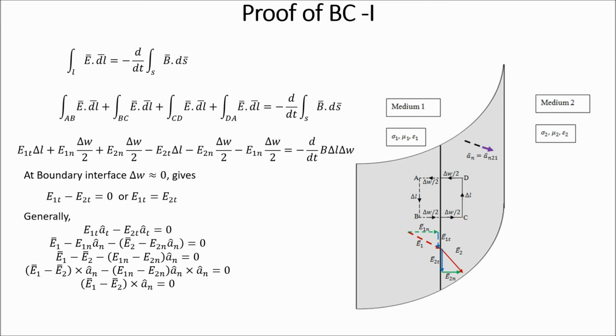So that is the general form of Maxwell's equation for the electric field at the boundary of two dielectric media. If medium 1 has constants sigma 1, mu 1, epsilon 1, and medium 2 has sigma 2, mu 2, epsilon 2.